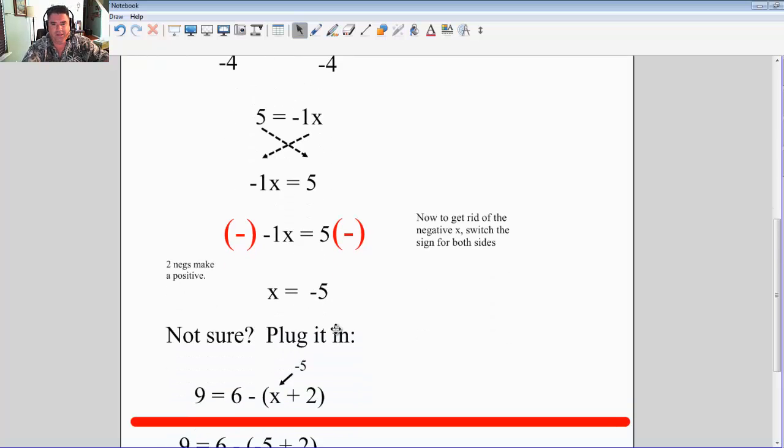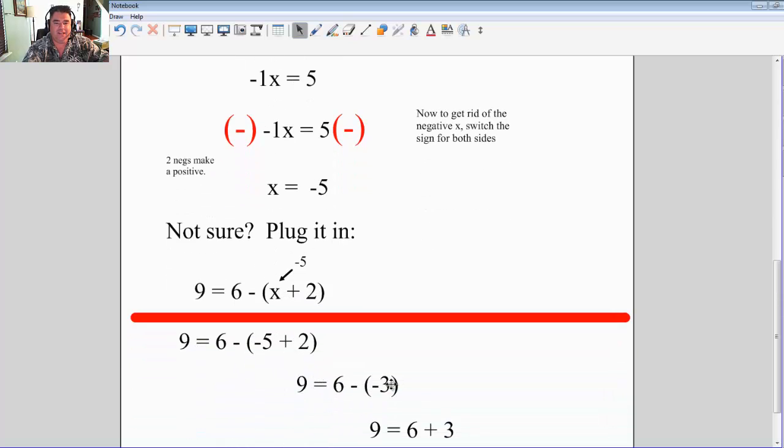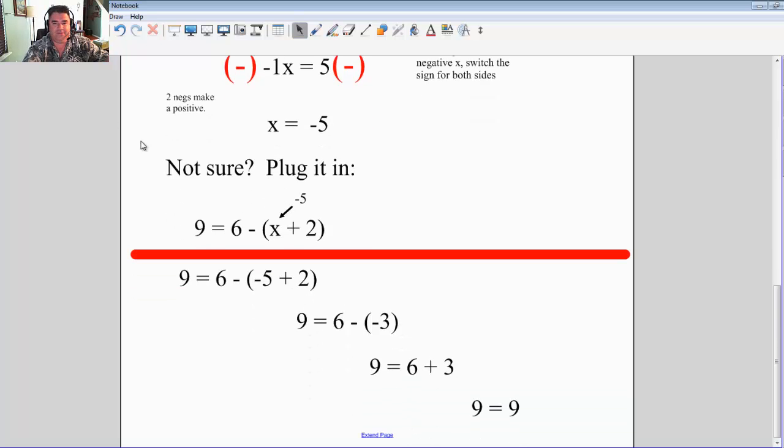Not sure? Plug it in. Does negative 5 fit? So go ahead and put negative 5 in here. Does negative 5 plus 2, what does that equal? Well, we work that out. Negative 5 plus 2 equals negative 3. Does 6 minus negative 3 equal 9? Yes, it does. And that's it.